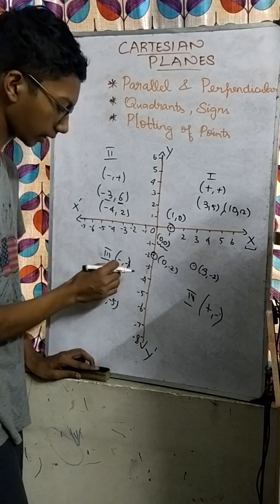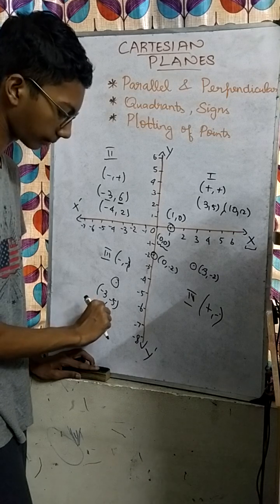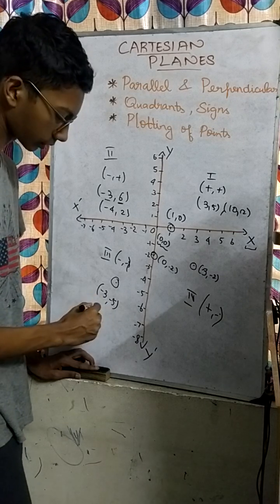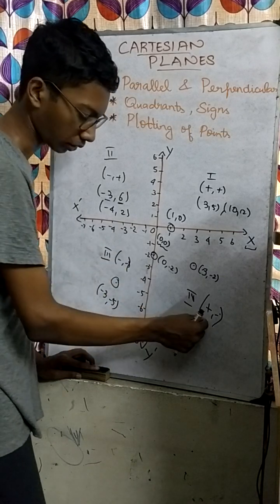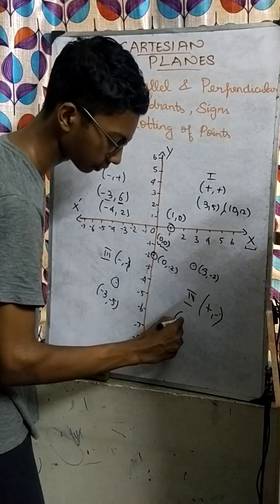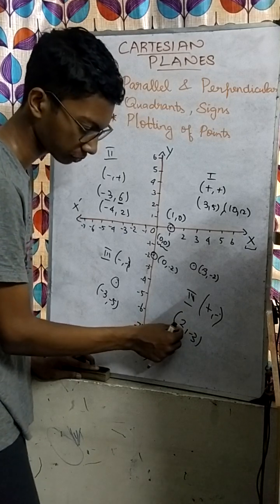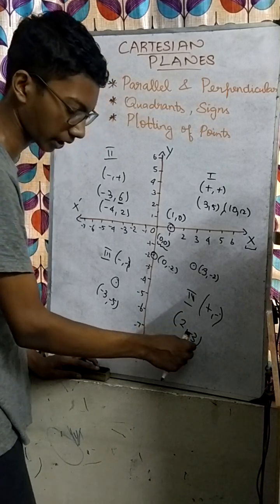Now negative and negative, that is the third quadrant, that is, we have already taken minus 3 comma minus 5. So all these numbers come in the third quadrant. Now the last, fourth quadrant, is positive and negative. That is the numbers must be either 2 comma minus 3 or something like that. So the abscissa must be positive and the ordinate must be negative.